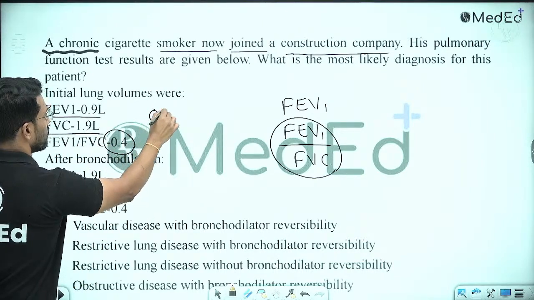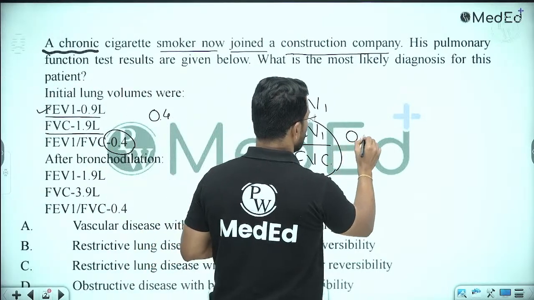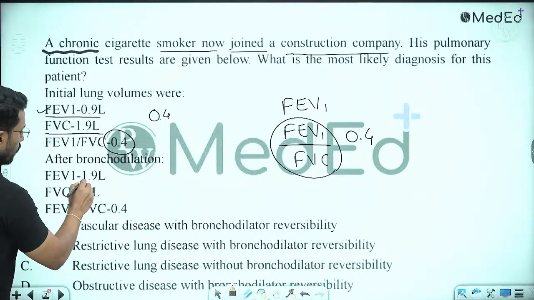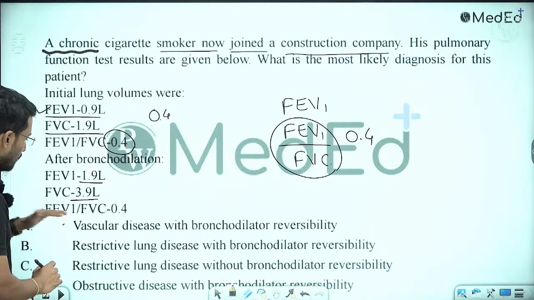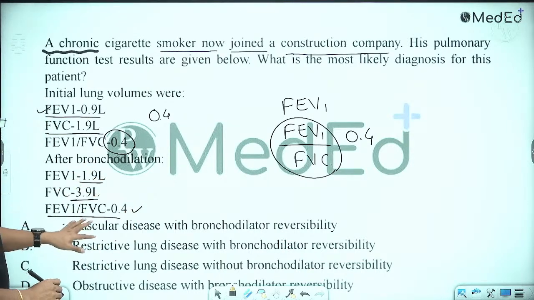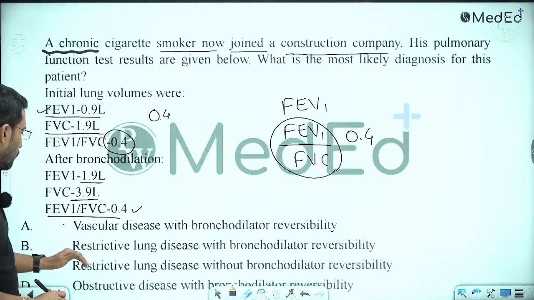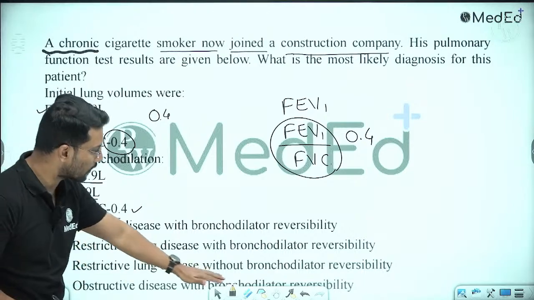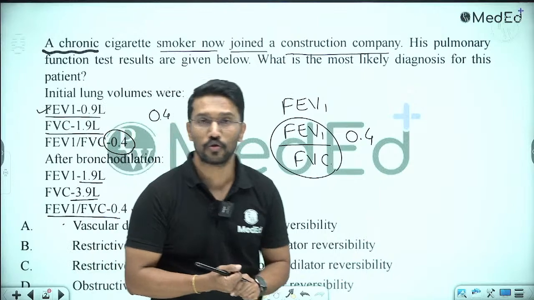Let me write it down here again, 0.4. That is the FEV1 by FVC ratio here, 0.4. After bronchodilation, FEV1 was 1.9 liter and FVC was 3.9 liter, and the FEV1 by FVC ratio remains 0.4. Okay, now we have to choose the option. Is it obstructive lung disease with bronchodilator reversibility, or is it restrictive lung disease with bronchodilator reversibility? Is it restrictive lung disease without bronchodilator reversibility, or is it obstructive lung disease with bronchodilator reversibility? What should be the answer?